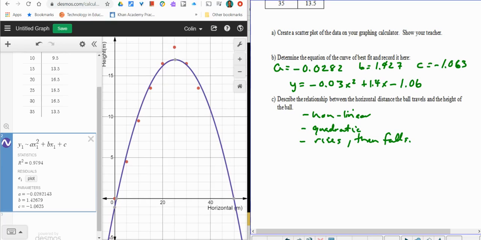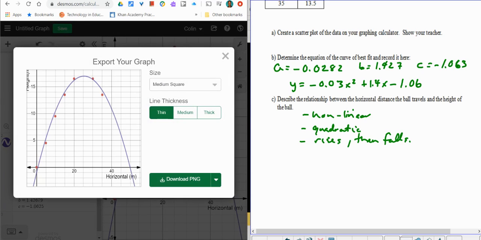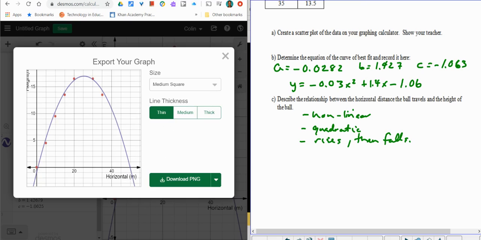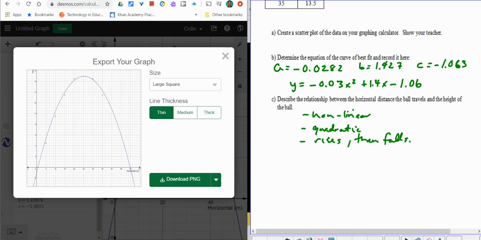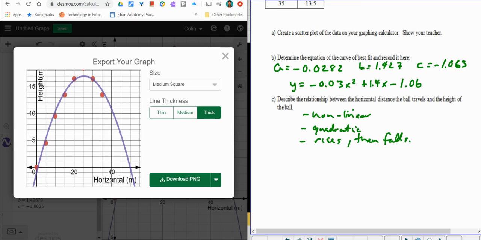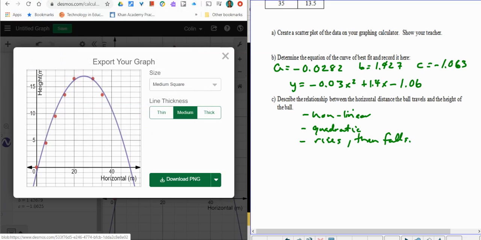Okay, let's say we want to save this graph, and then we want to import it. So I can save it, export the image. Look what we can do here. We can make it small, medium, or large. We can change the thickness of the lines to make it stand out more. Okay, download. Save it there. Okay, go over to your document. I wonder if I can drag it. I don't know. No, it doesn't let me do that.